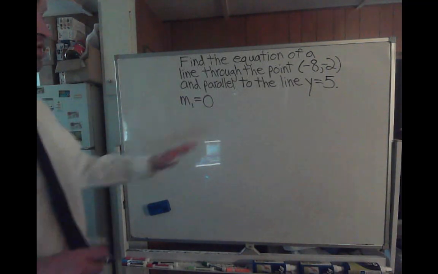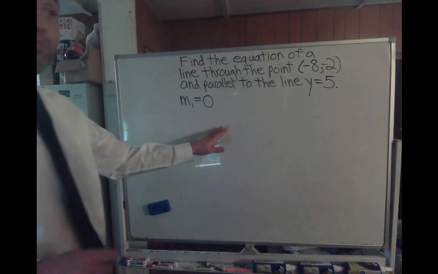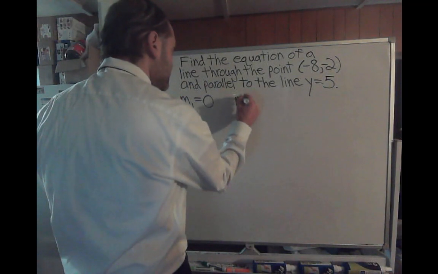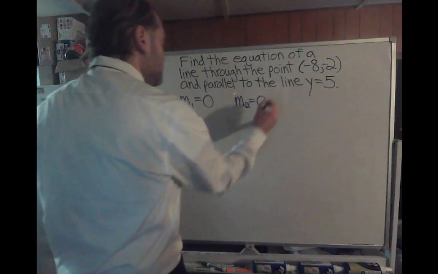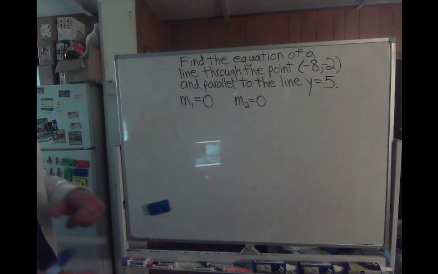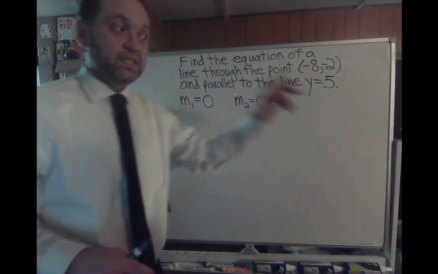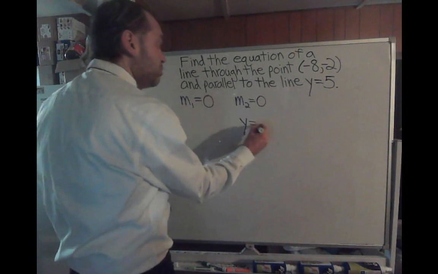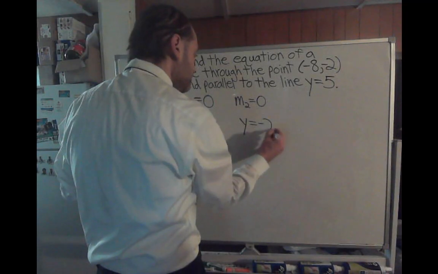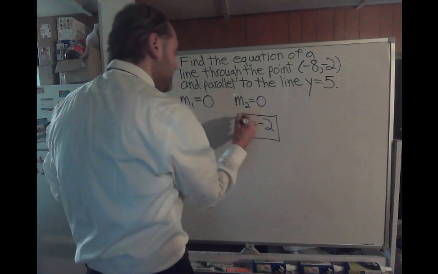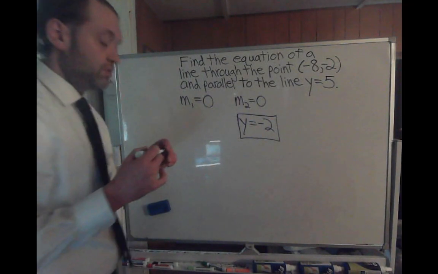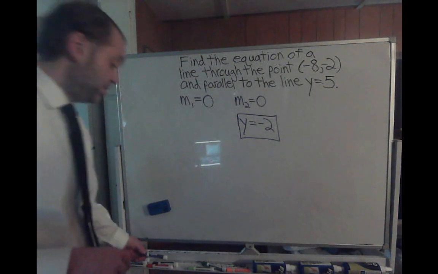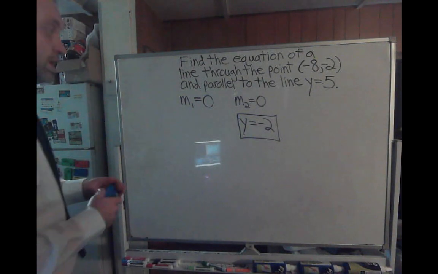If the two lines are to be parallel to each other, that means the slope of the line passing through -8, -2 also needs to be 0 in order for them to be parallel. So now that we know the slope to be 0, we're going to have a horizontal line since y equals. Now we just take y, set it equal to the y coordinate of the point it passes through, which would be -2. So you would get the equation of that line to be y equals -2. And if you graph y equals -2 and y equals 5, they would be parallel to each other. Two parallel horizontal lines.